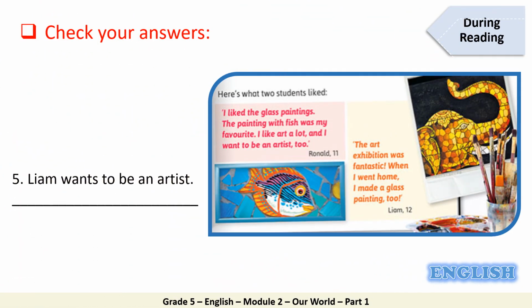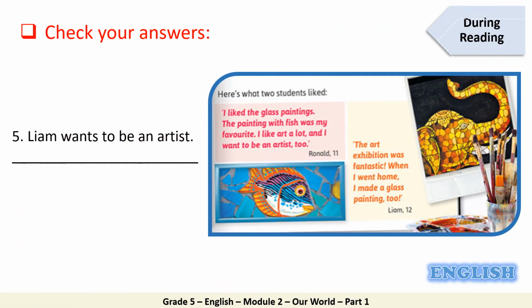Number 5. Liam wants to be an artist. What is the mistake in this sentence? The word Liam. And where is the correct answer? You will find it in the pink box. Excellent. The right answer is Ronald.